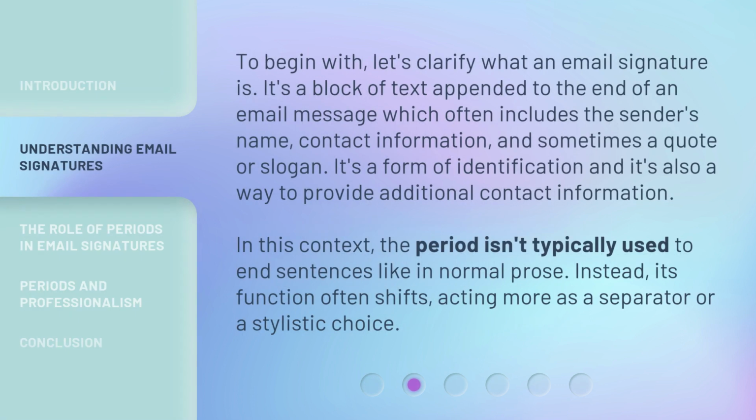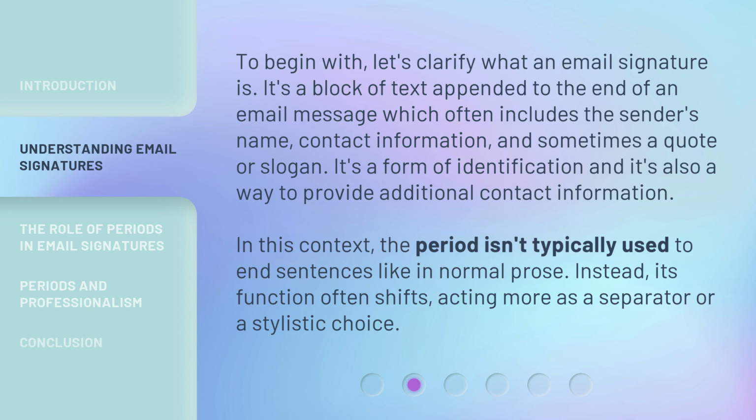To begin with, let's clarify what an email signature is. It's a block of text appended to the end of an email message which often includes the sender's name, contact information, and sometimes a quote or slogan. It's a form of identification, and it's also a way to provide additional contact information.